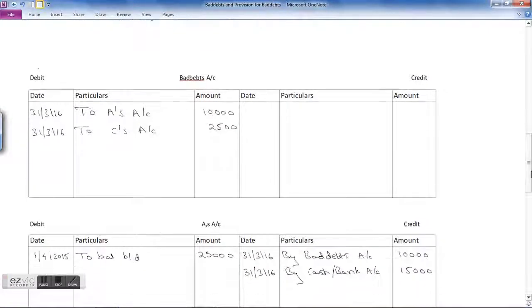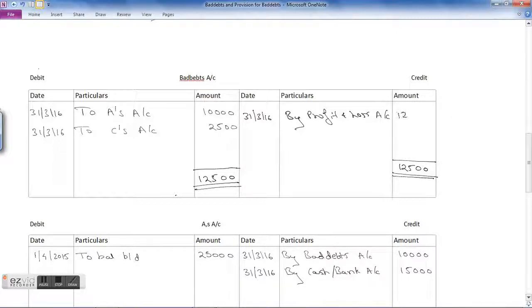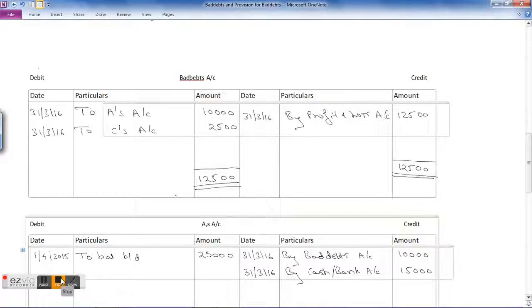Then what about the bad debts account? Now the bad debts account shows a debit side total of 12,500, right? This bad debts will be transferred to the profit and loss account. Since in this example there is no provision for bad debts, this will be transferred to the profit and loss account debit side, 12,500. So this is the way we pass journal entries for bad debts. Now we will see provision for bad debts in the next session.